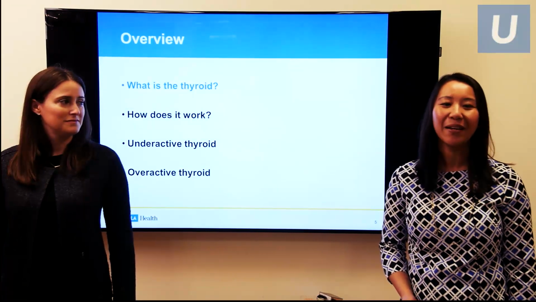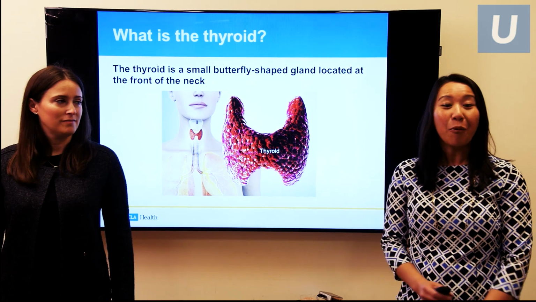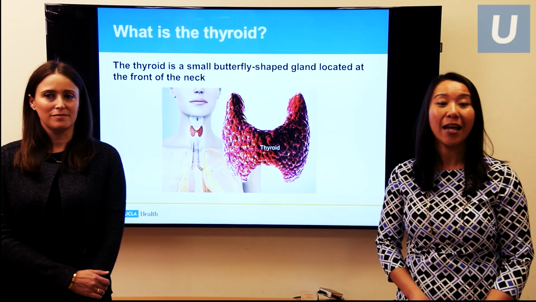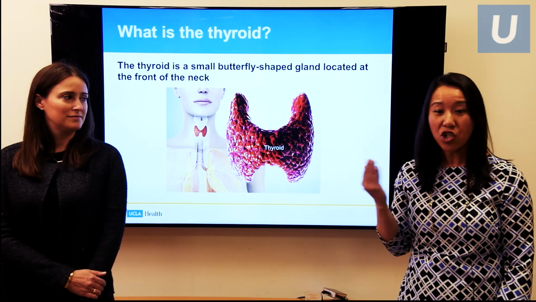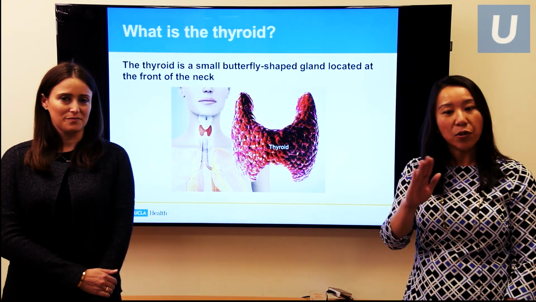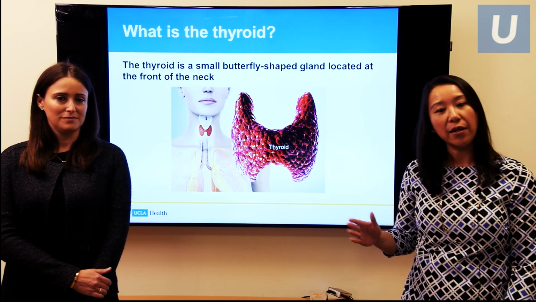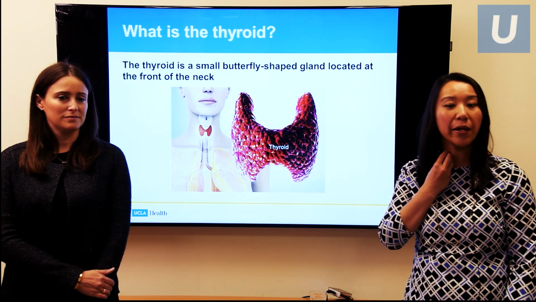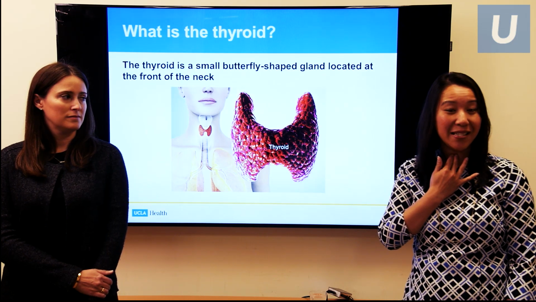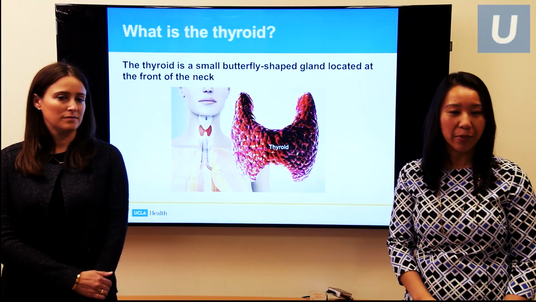So very briefly, what is the thyroid? Well, the thyroid is this butterfly-shaped gland. It's located at the front part of the neck, shown exactly as you see here on the slide. There's different shapes in different people, but in general, it consists of a right-sided lobe, a little bridge called the isthmus, and then the left-sided lobe.